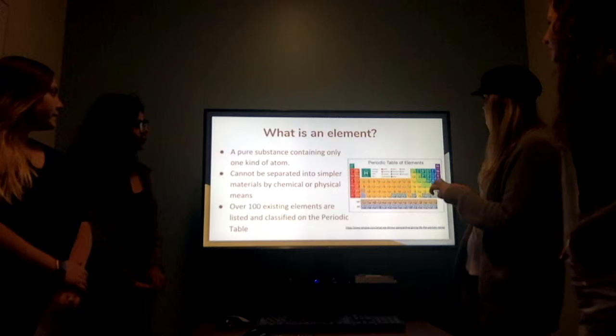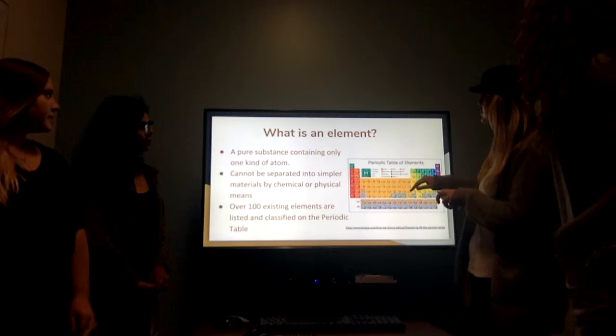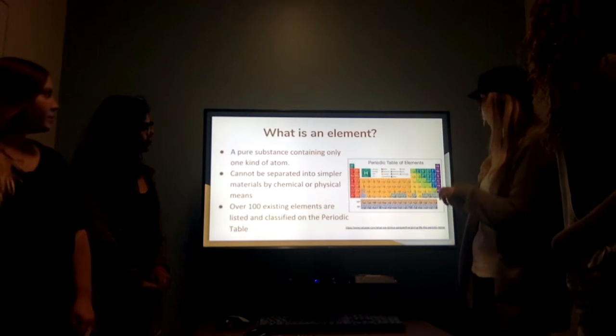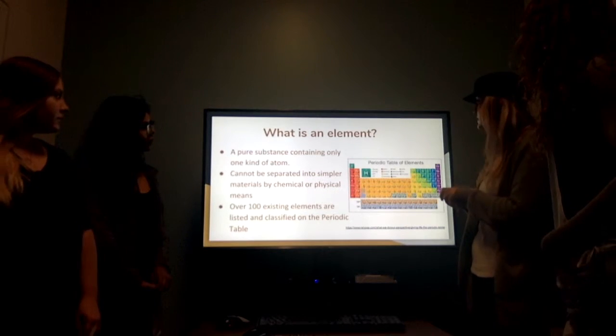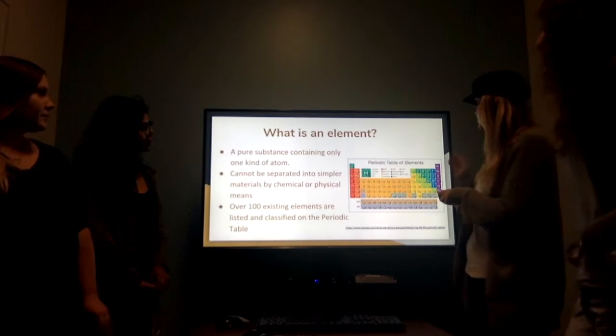This is called the periodic table of elements, and it contains only the pure substances of any kind of atom. They cannot be separated into simpler materials by chemical or physical means, and there are over 100 existing elements listed and classified on this periodic table.